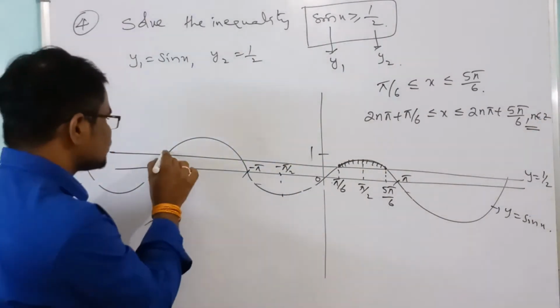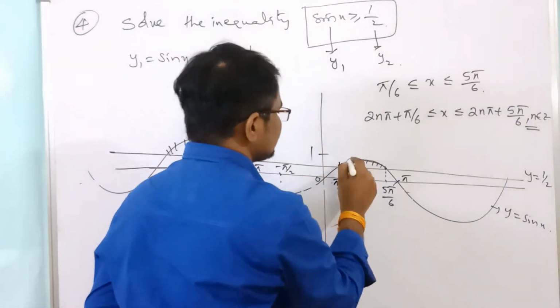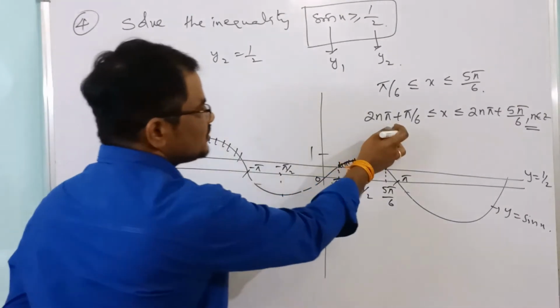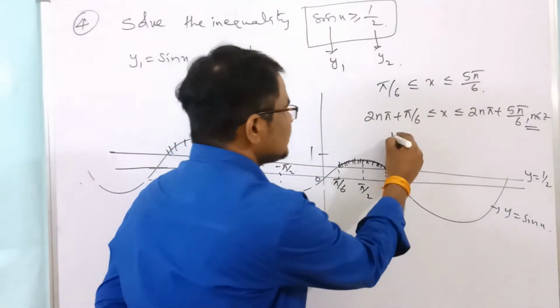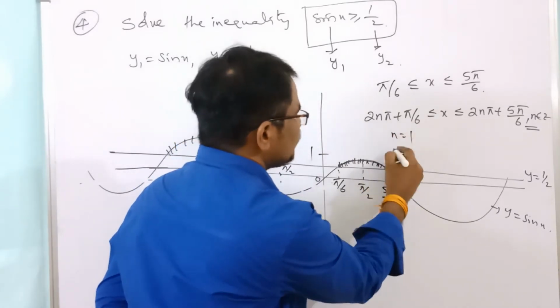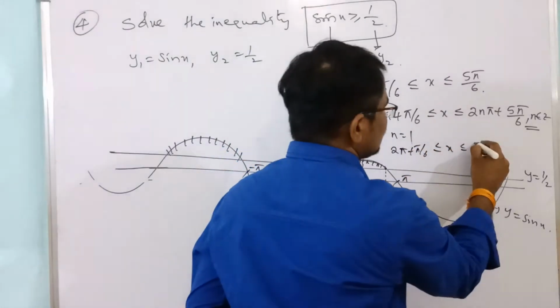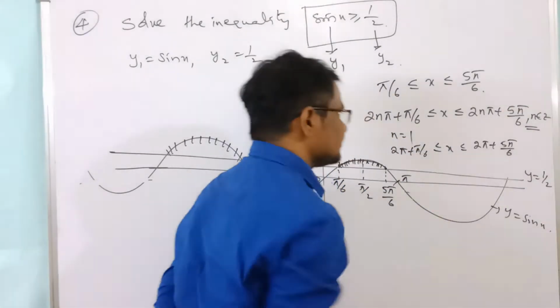Means here also it is greater than or equal to 0, and here also greater than or equal to 1 by 2. Here also many intervals you will get. If you substitute n equal to 0, you will get pi by 6 to 5 pi by 6. If you take n equal to 1, here 2 pi plus pi by 6 less than or equal to x, 2 pi plus 5 pi by 6. Simplify. So the next interval you will get.